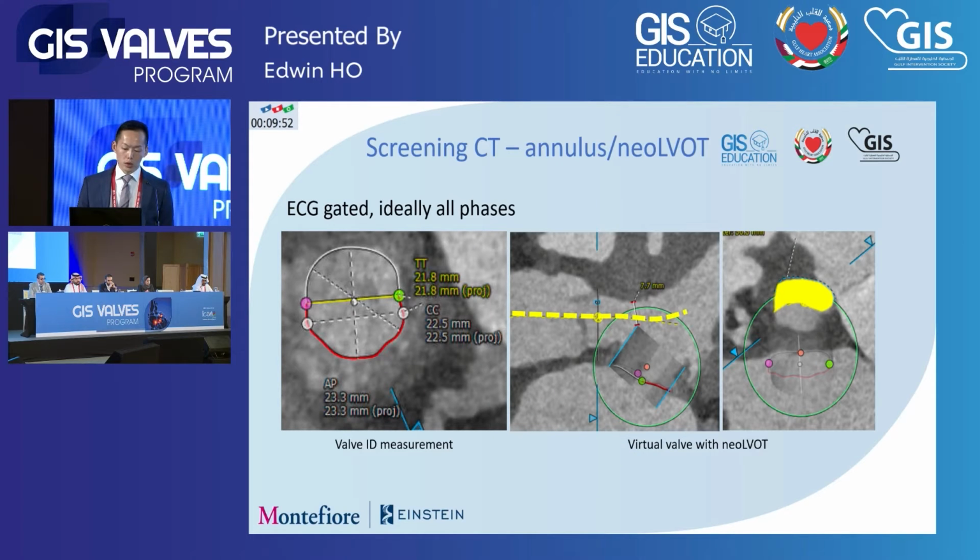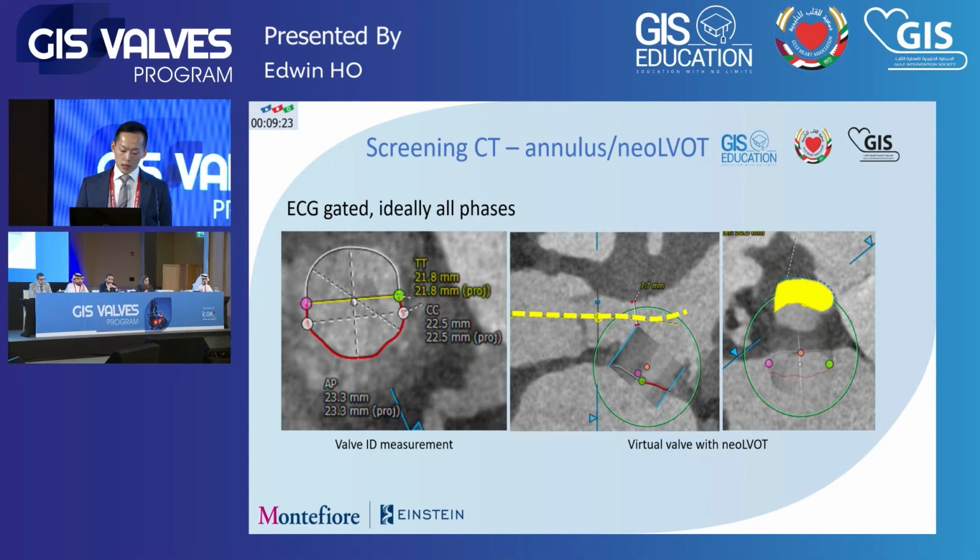In the perfect world, when we're analyzing people for a valve-in-valve, we usually actually want to do, of course, a contrast CT and ideally ECG-gated for all phases. And the reason for that is because we do a few things. So in addition to doing the valve ID measurement, we also usually will do a virtual valve implantation. So you see that on the right of the screen. And in this case, because we know we'll be using a Sapien, we approximate the shape and size of it as a cylinder. And we match a cylinder, of course, to the valve frame size.